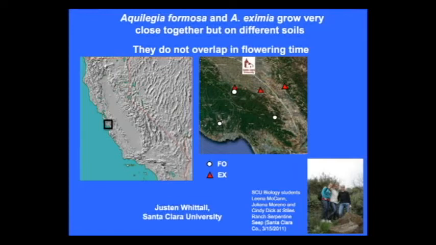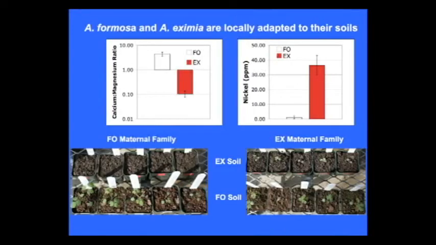Working with Justin Whittall and some of his undergraduate students on this project, the soil chemistry between these soils is really extreme. The calcium-magnesium ratio is high in the Formosa and really low in eximia, classic serpentine soils, and nickel, which is really bad for plants, is really high in this eximia population here.